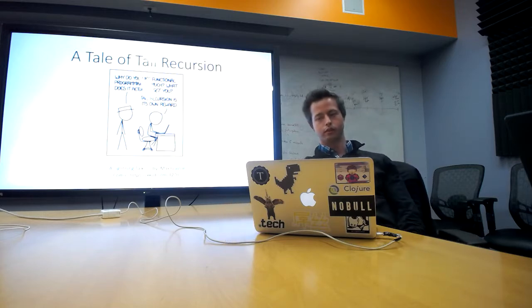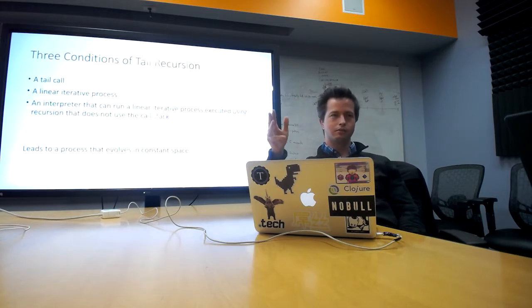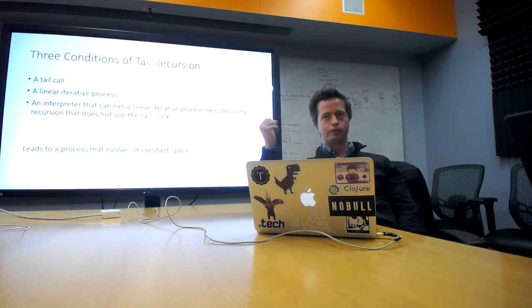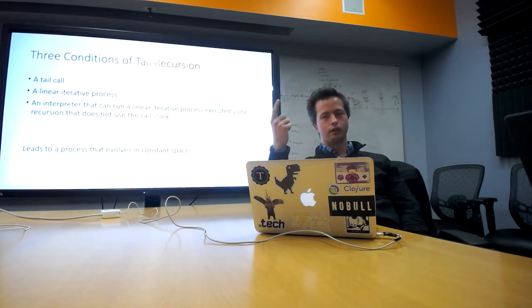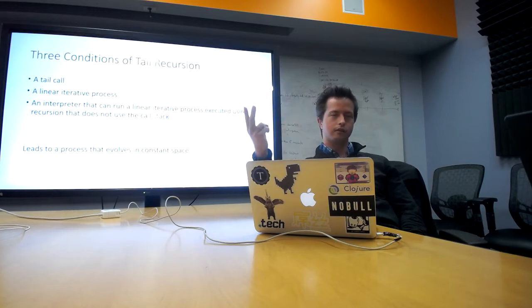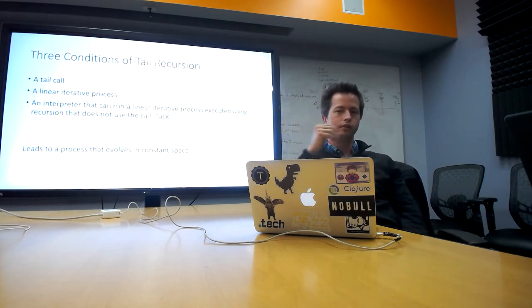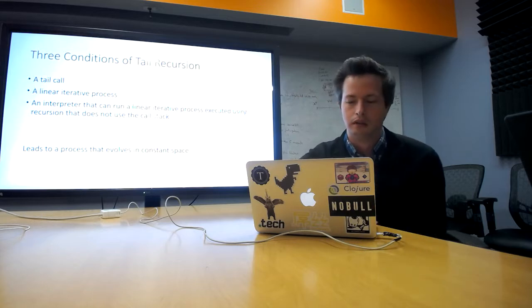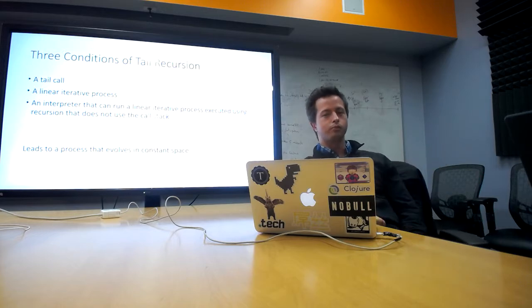I did some research on it, and as far as I can tell, there are 3 conditions that you need to have tail recursion. First is a tail call. The second is a linear iterative process. And the third is an interpreter that can run a linear iterative process executed using recursion that does not use the call stack. So why do we care? Well, it leads to a process that evolves in constant space.